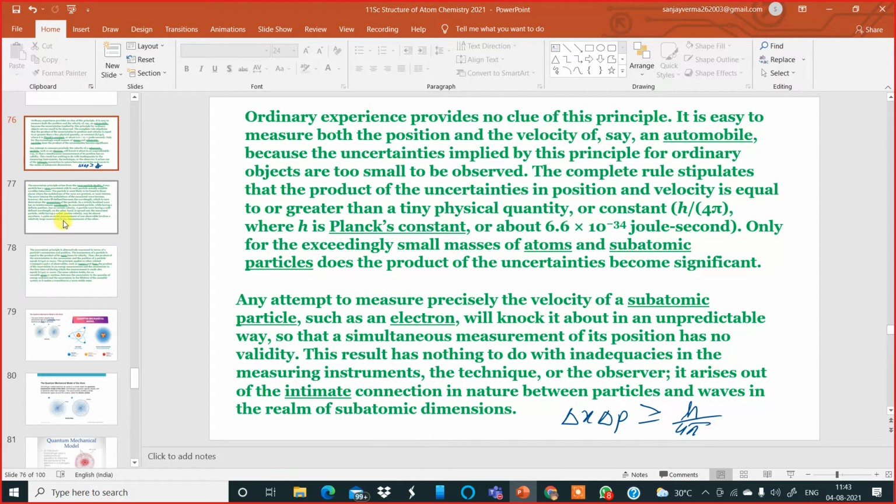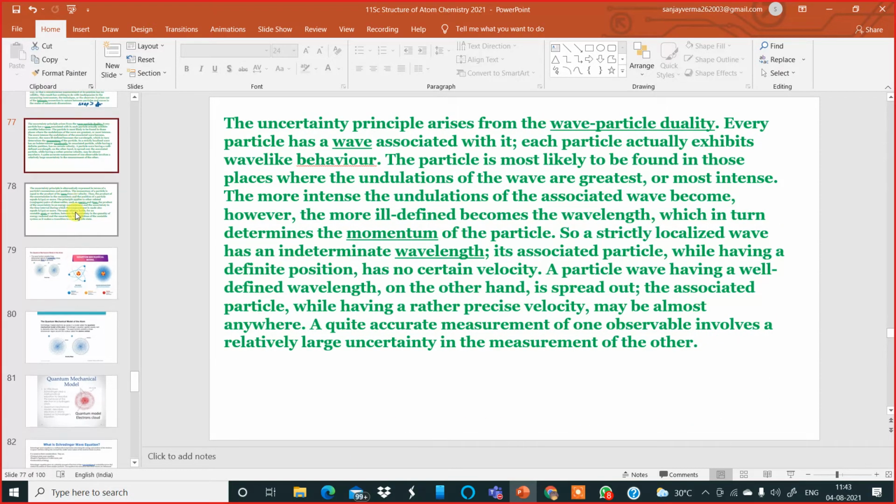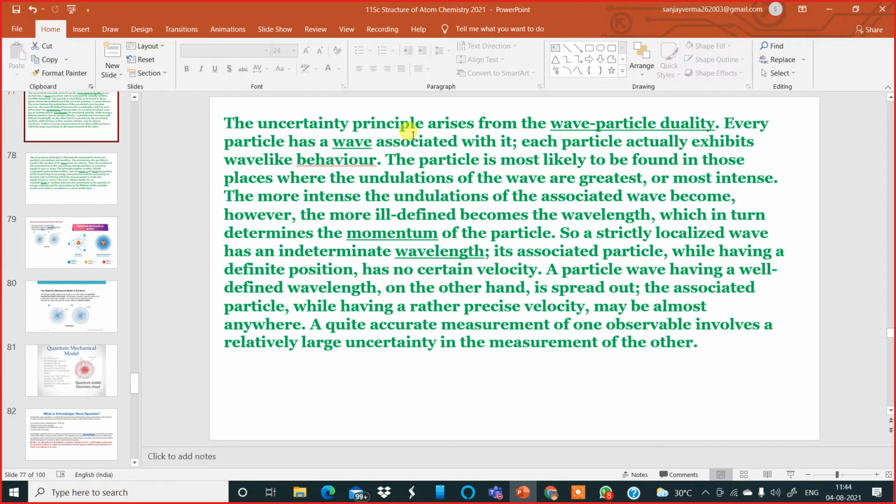Now, moving to the next slide, the uncertainty principle arises from the wave particle duality. I have been telling you several times. So, if the question is asked, on what basis was the uncertainty principle articulated, the answer has to be wave particle duality. An electron, a subatomic particle, behaves like a wave also, and it behaves like a particle also. Every particle has a wave associated with it.